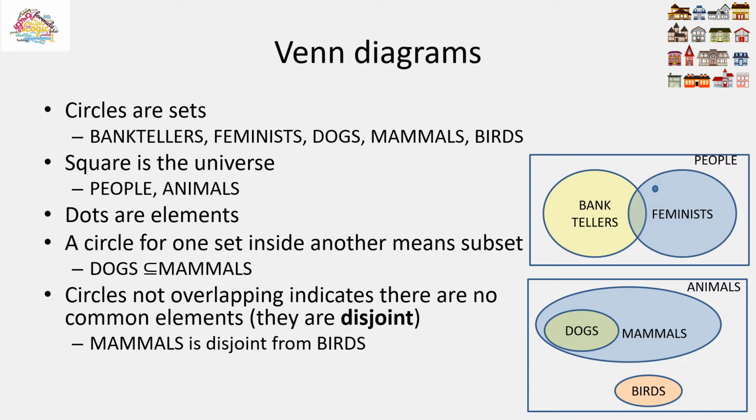So here you see on those two Venn diagrams three possible scenarios. Bank tellers and feminists overlap, but there are bank tellers who are not feminists, and there are feminists who are not bank tellers. Dogs is a subset of mammals, and the set of all birds is disjoint from the set of all dogs and actually from all mammals.